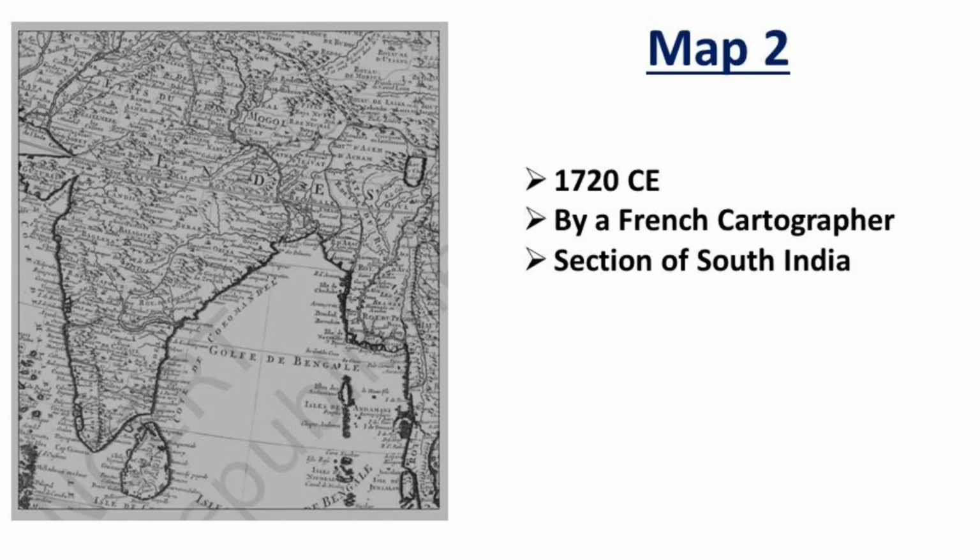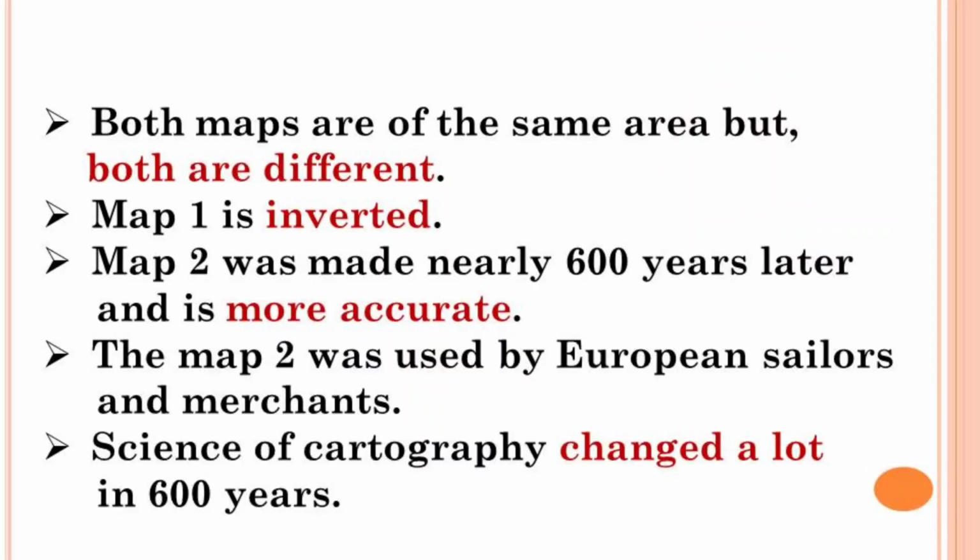Now let us look at another map, map 2, and it was drawn by a French cartographer. Remember, cartographer means a person who draws or makes maps. So this map 2 was drawn by a French cartographer in the year 1720 Common Era. And in this map also, he drew a section of South India. Does it resemble South India? What do you think? See, both maps are of the same area but both are different, isn't it?